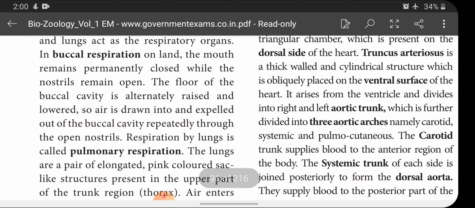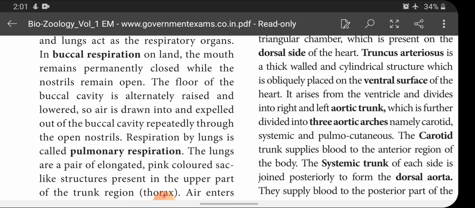Okay, so children, what they are trying to say is that the frog lives on land as well as in the water, isn't it? When the frog is in water, it respires through the skin. That is, the skin is richly supplied with blood capillaries.